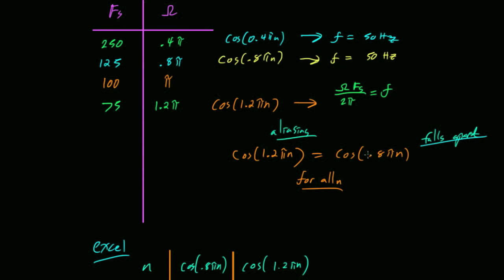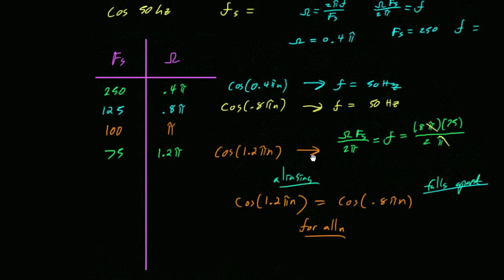So look at what I've got here. 0.8 pi times my sampling frequency, which was, for this case, 75, divided by 2 pi. Can someone tell me what that works out to? I'm just doing this example right now. Okay? It works out to 30 hertz.